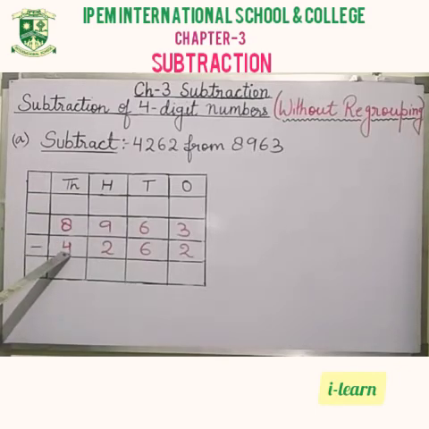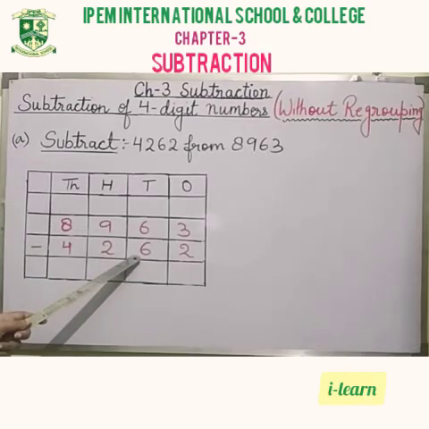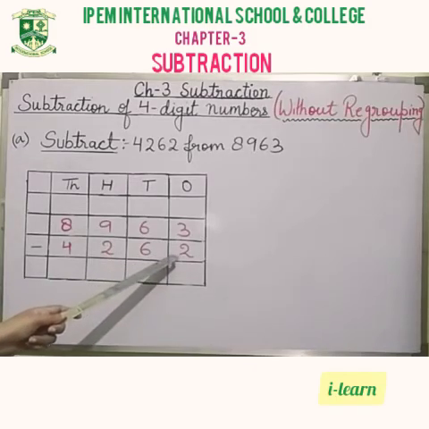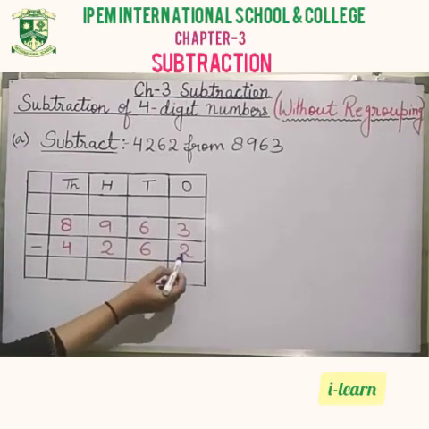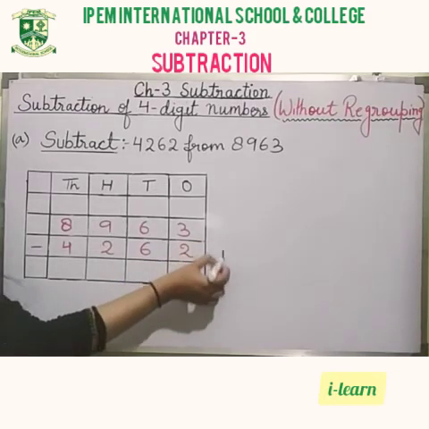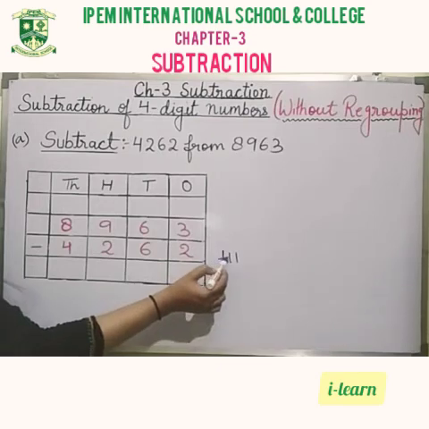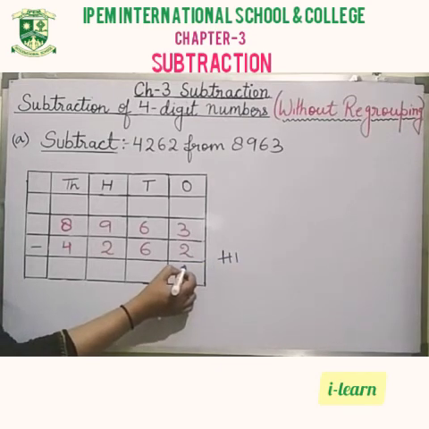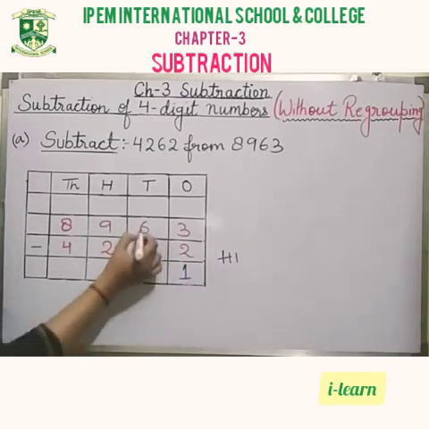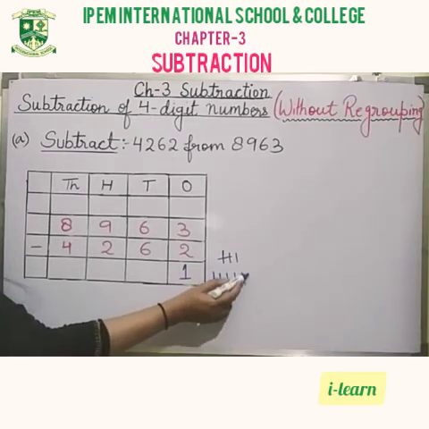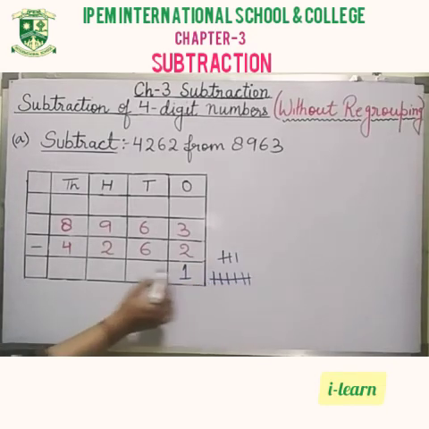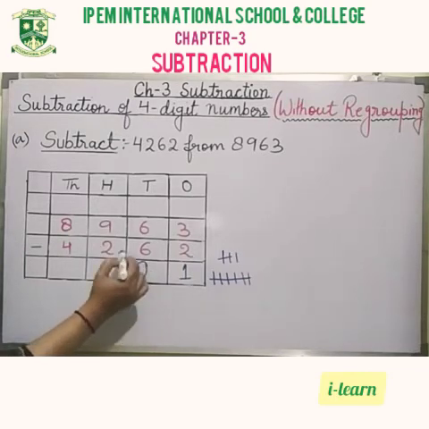Now we will copy down this number under these numbers. So 4 is at thousands place, so it will come under thousands column. 2 is at hundreds place, so it will come under hundreds column. 6 is at tens place, so it will come under tens column, and 2 will come under ones column. Now we will subtract these numbers. Here we have to subtract 2 from 3. So we can draw 3 lines and strike 2. What are we left with? Here we are left with 1. 6 minus 6 is equal to what? We will draw 6 lines and strike all 6 lines. So we will be left with 0 here.